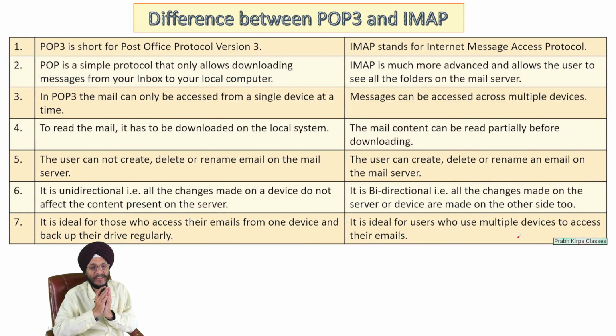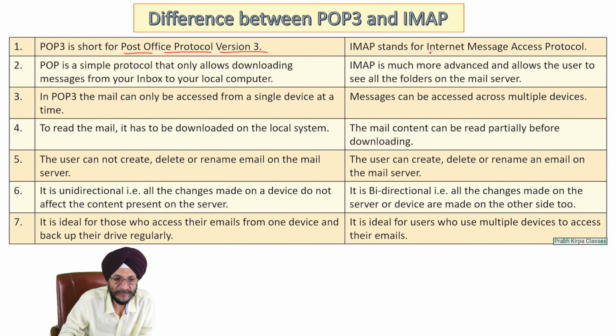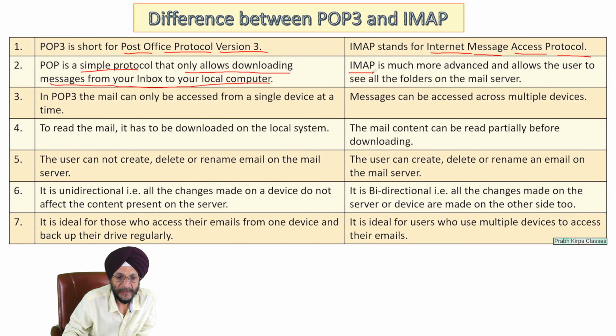Now we will understand the difference between POP3 and IMAP in a tabular form. POP3 stands for Post Office Protocol version 3. IMAP stands for Internet Message Access Protocol. POP3 is a simple protocol that only allows downloading messages to your inbox on your local computer. IMAP is much more advanced and allows the user to see all the folders on the mail server.